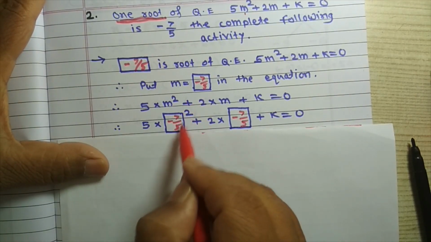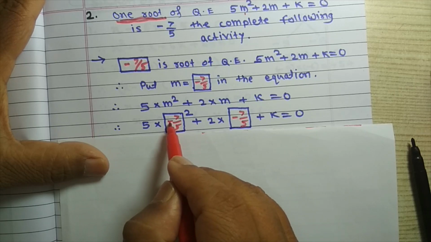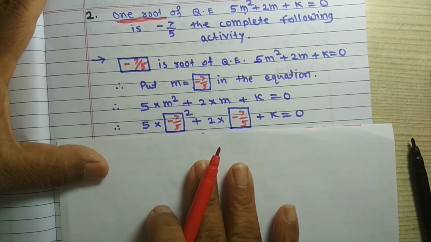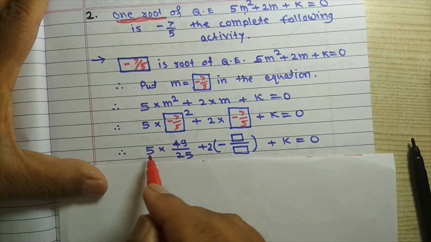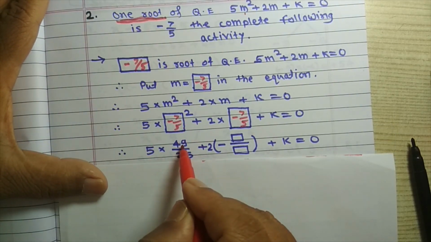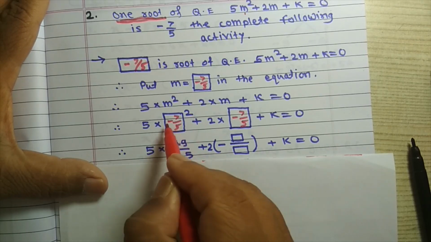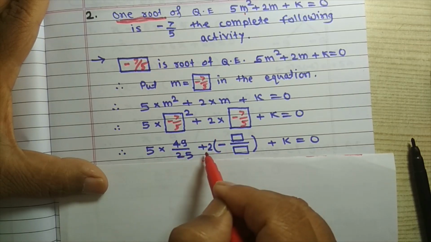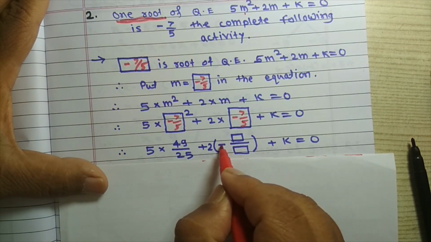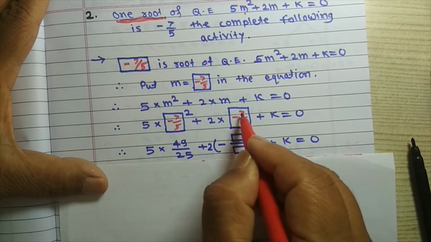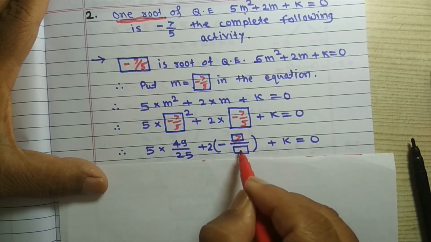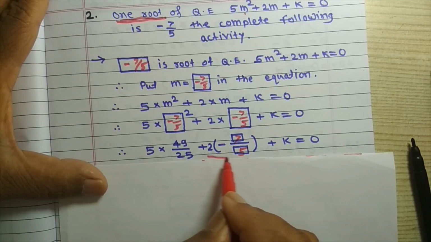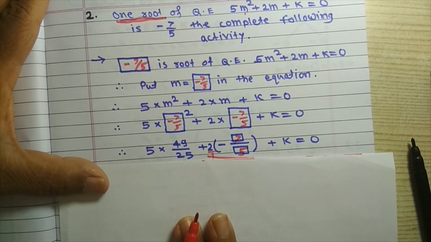Okay, we have to square this term. Square of the negative term means plus. 7 square means 49, 5 square means 25. Okay, see here 5 into square of 7 is 49, square of 5 is 25, and square of a negative term is plus. Therefore we do not write the sign here. Plus 2 in bracket, we have to write the minus sign outside of that, and here 7 and here 5. Okay, plus k is equal to 0, means we have to multiply here. Its denominator will be 1.